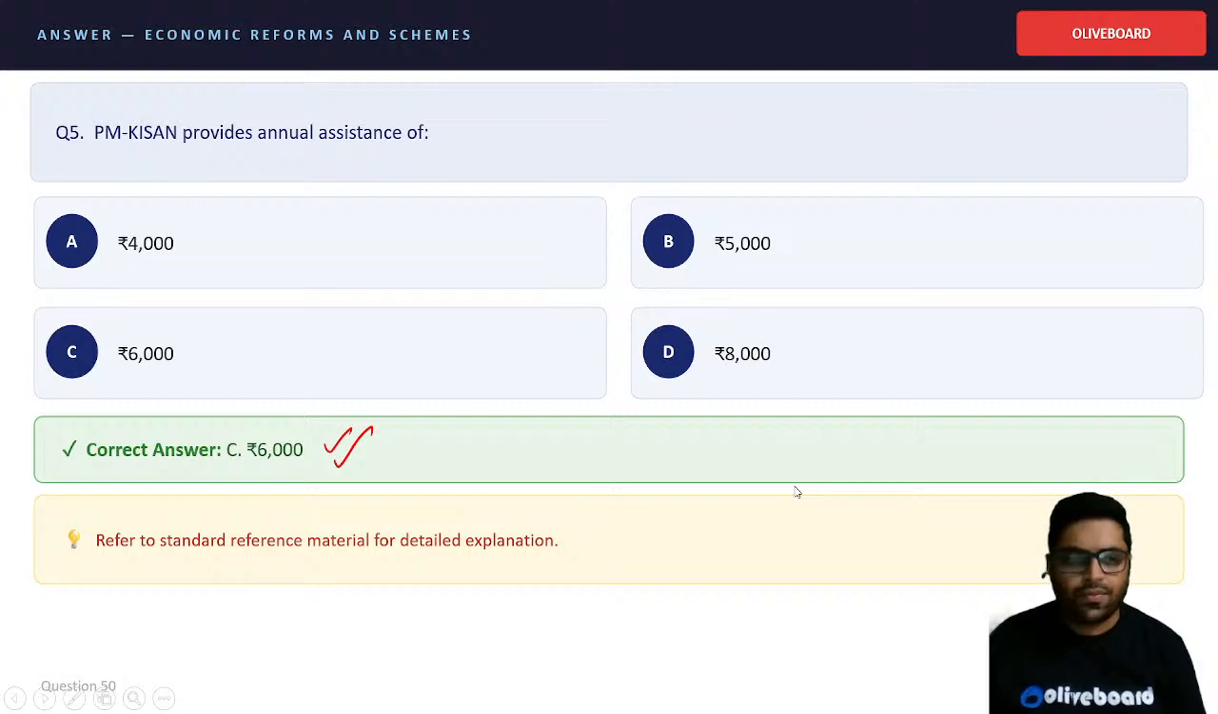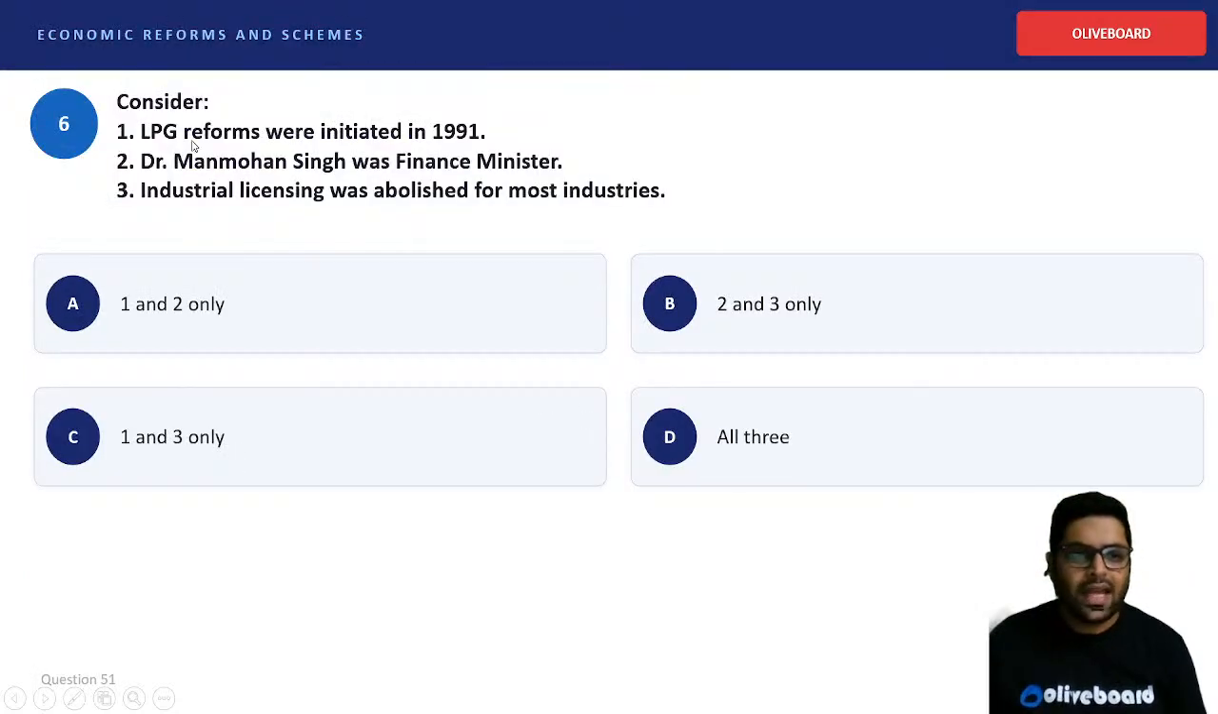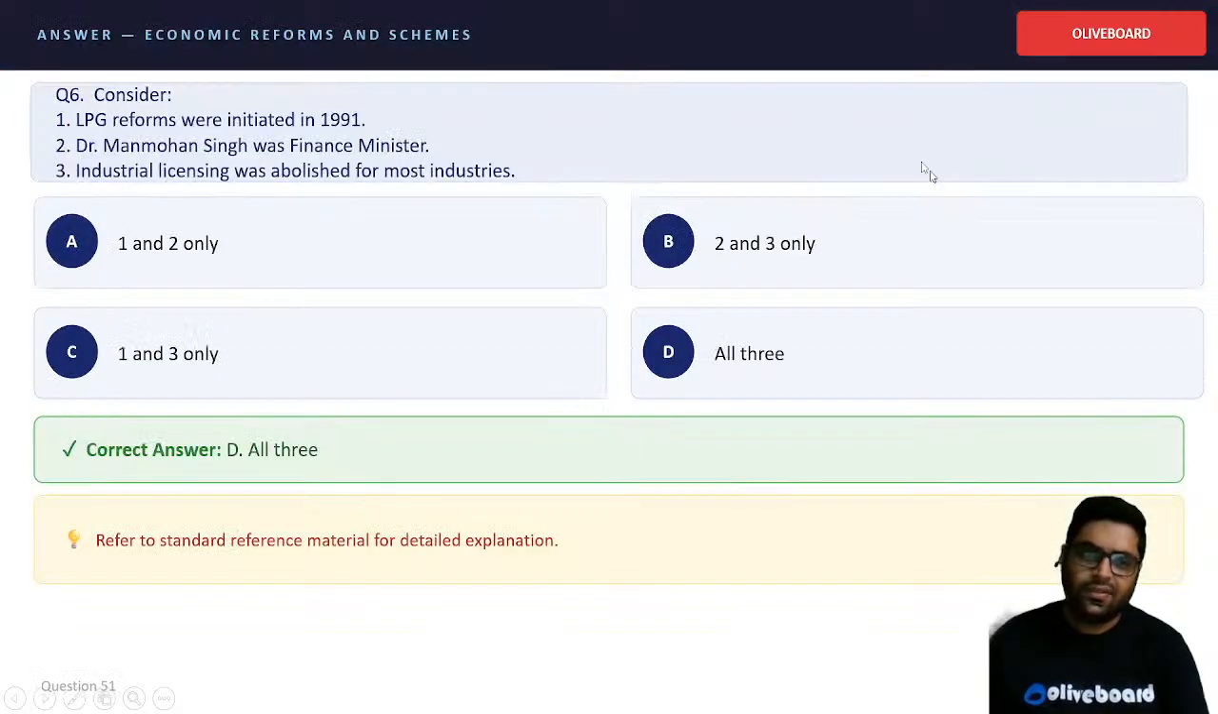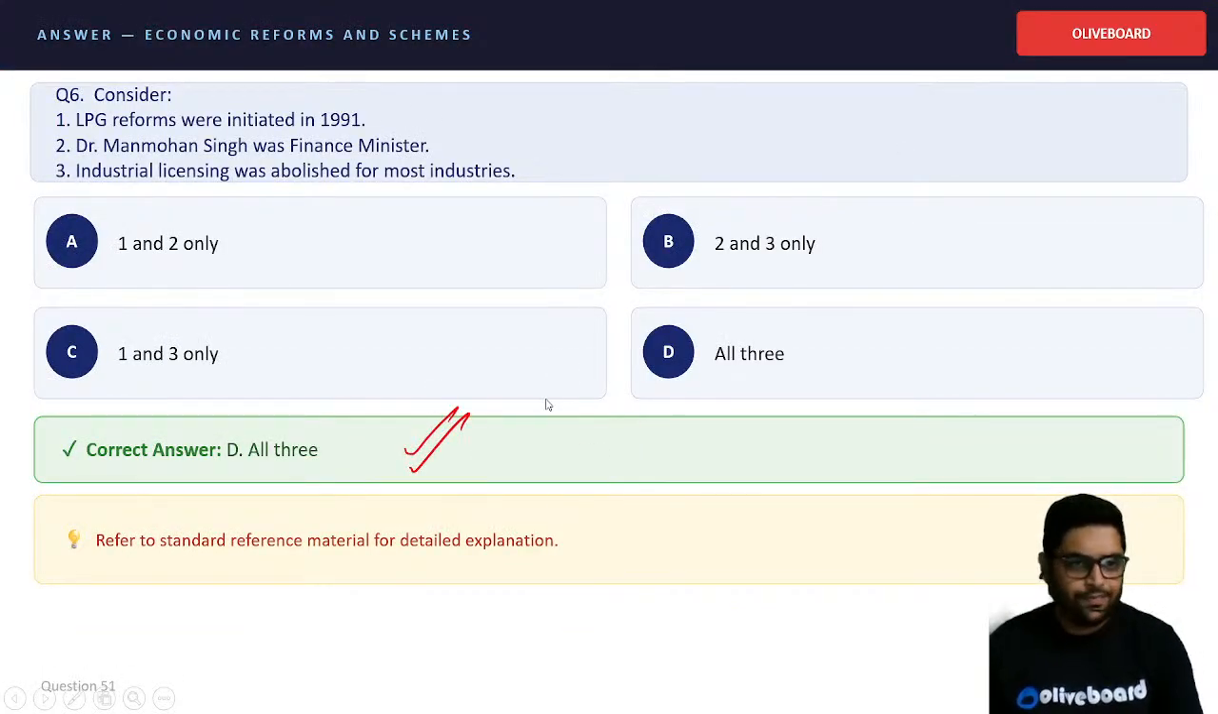PM Kisan 6,000 rupees. Moving ahead. Tell me. LPG reforms were initiated in 1991. Dr. Manmohan Singh was finance minister. Industrial licensing was abolished for most industries. Which one of the following statements is correct? Quick, quick, quick. LPG reforms initiated 1991, Manmohan Singh was the finance minister, industrial licensing was abolished. So all the three statements are correct.